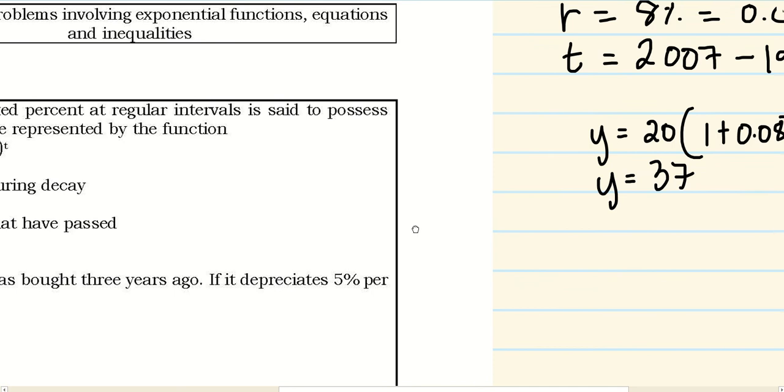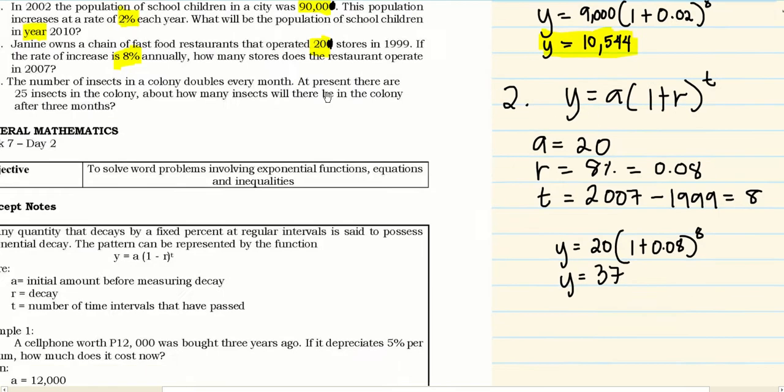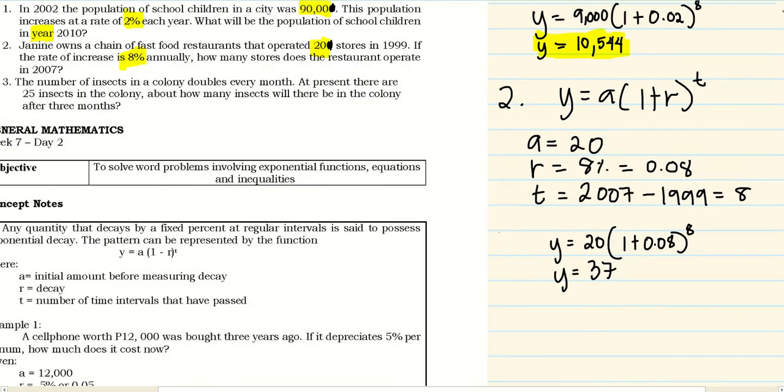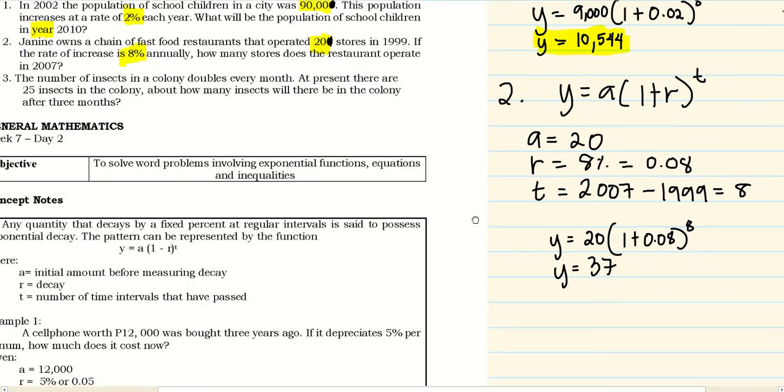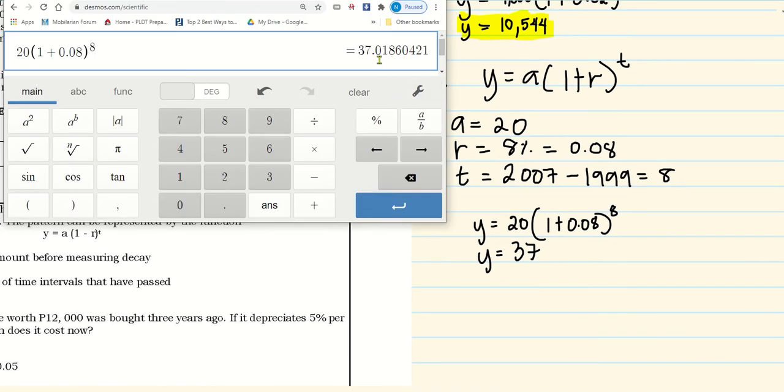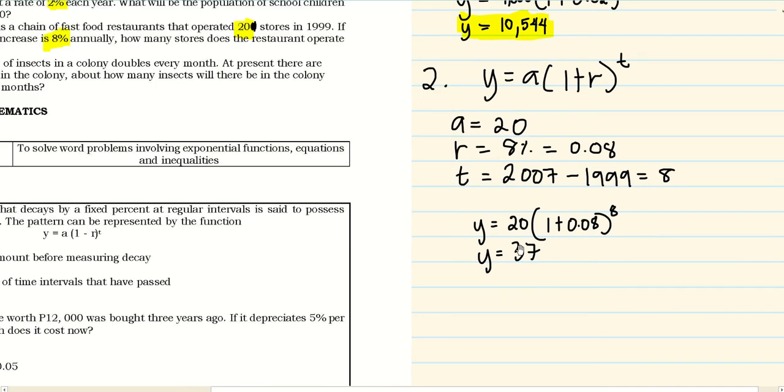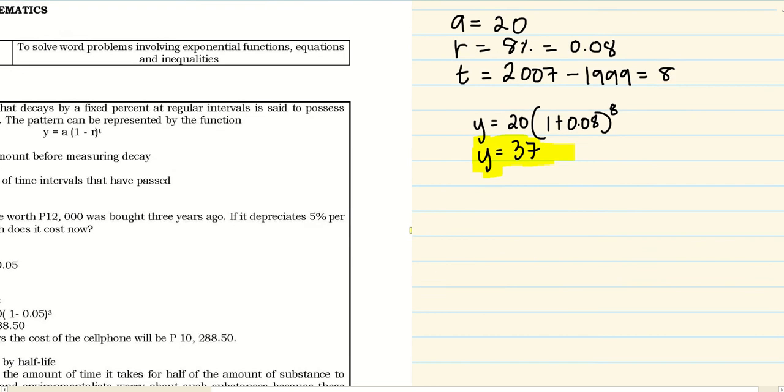So our answer is 37. We're talking about the number of stores, right? So there's no such thing as 37.02 stores. There's just 37 stores, and we cannot round it up to a higher number because that would be for another year.